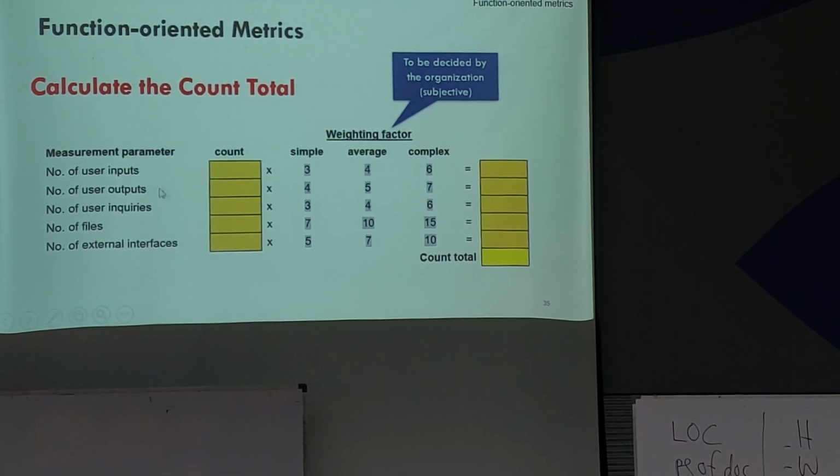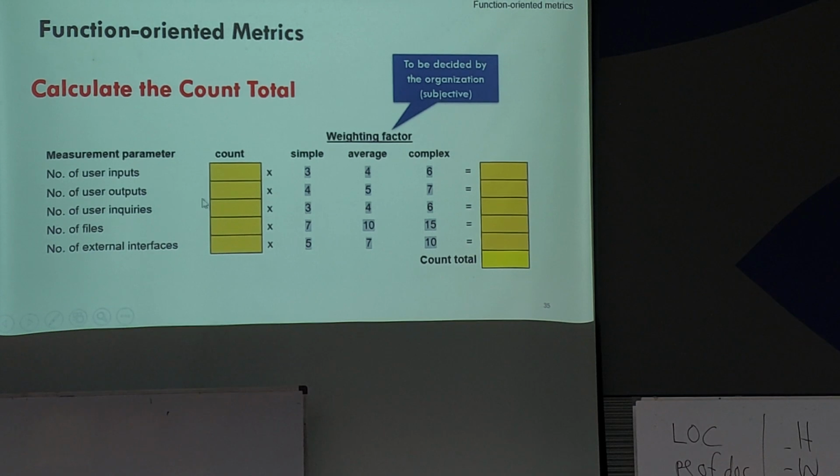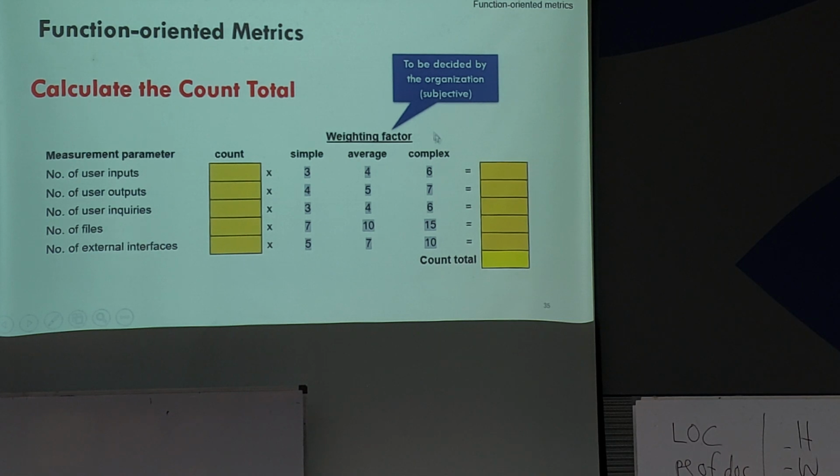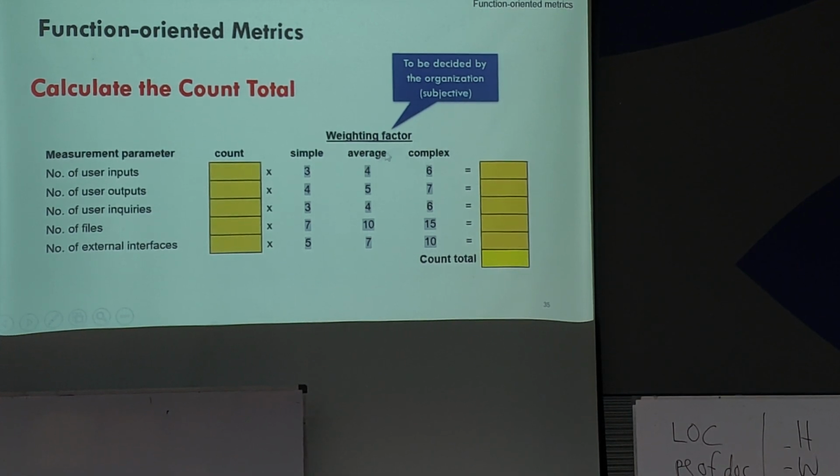Give a number here. Then count the number of user outputs: the number of output fields, the number of screens, the number of reports. Write down the total here. So do the same for the others. The weighting factors are simple, average, complex. All these numbers are determined by the company.